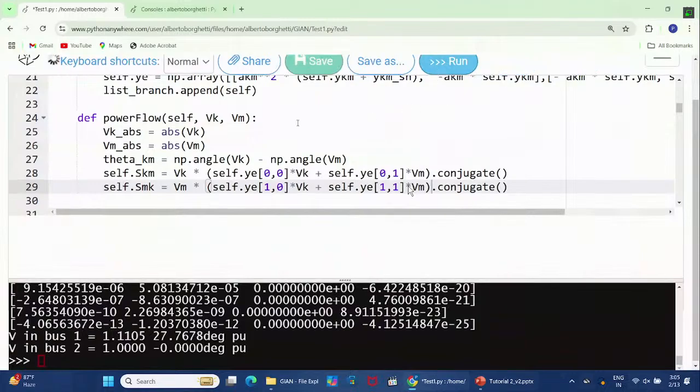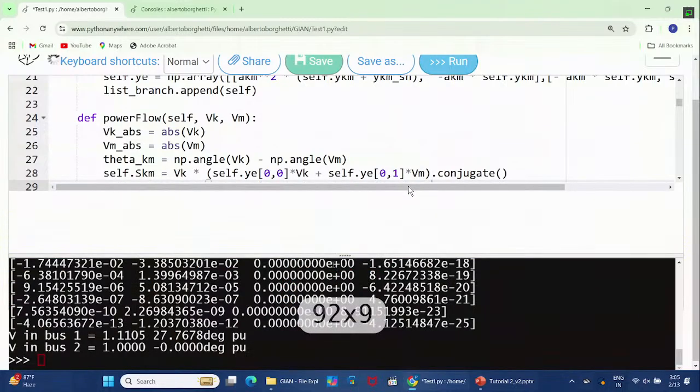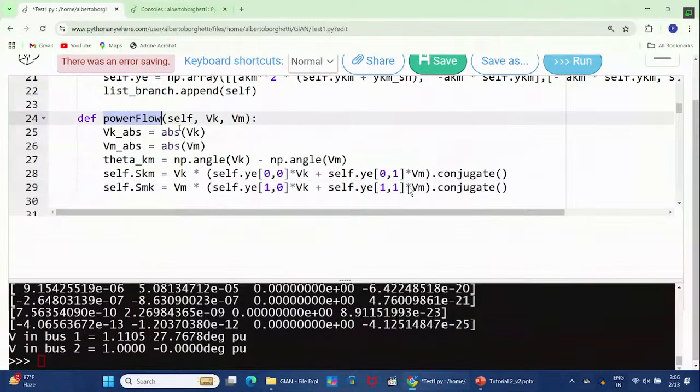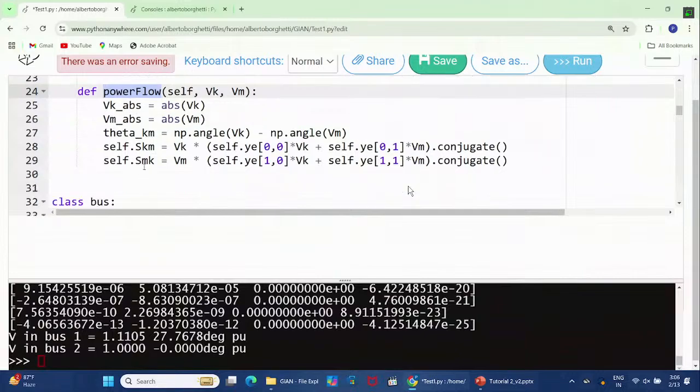Save. The internet is not working, but I will complete the instruction after, so we can just check the internet connection and save and see. So I will just put this information here in the back. So power flow, I define this function. Hopefully this function provides this self.Skm, self.Smk, that are the power at the two terminals of the line.